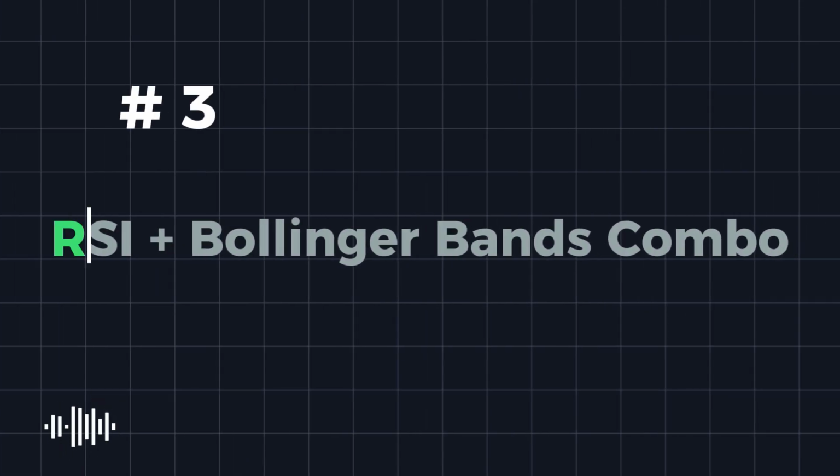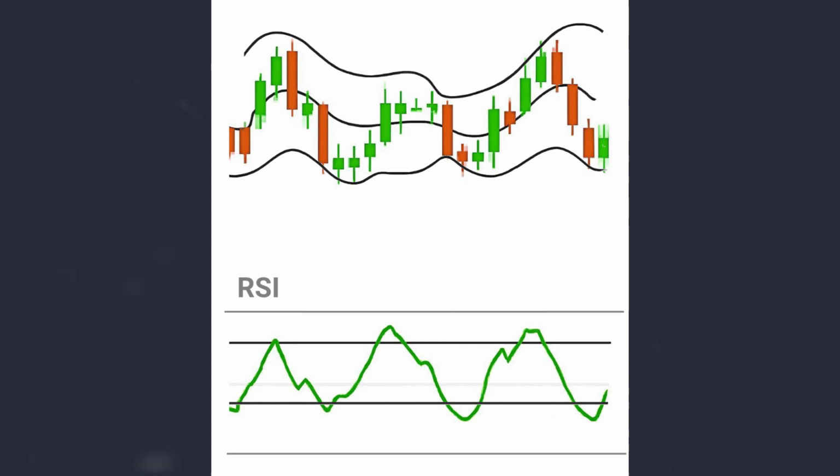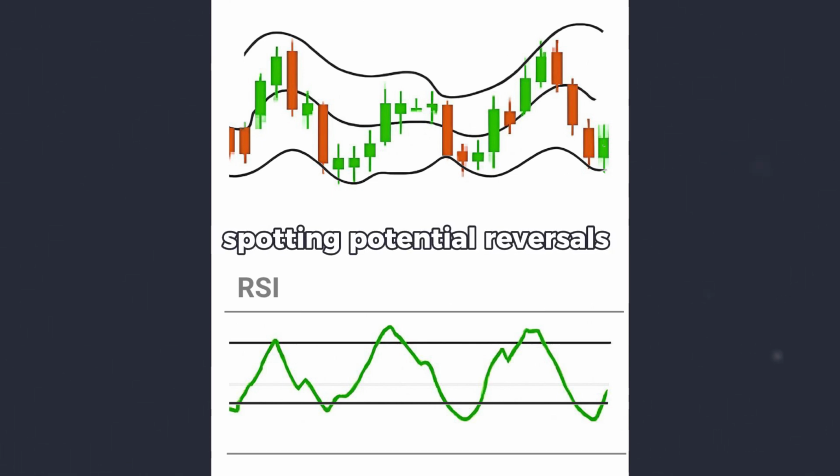Number 3. RSI plus Bollinger Bands combo. Now, enter Bollinger Bands, a tool well known for spotting potential reversals. When combined with RSI, it can identify high-probability turning points with greater confidence.